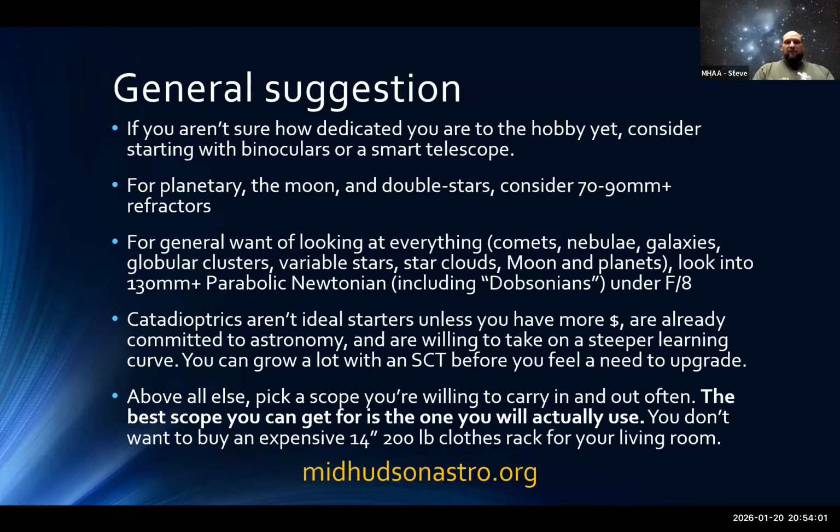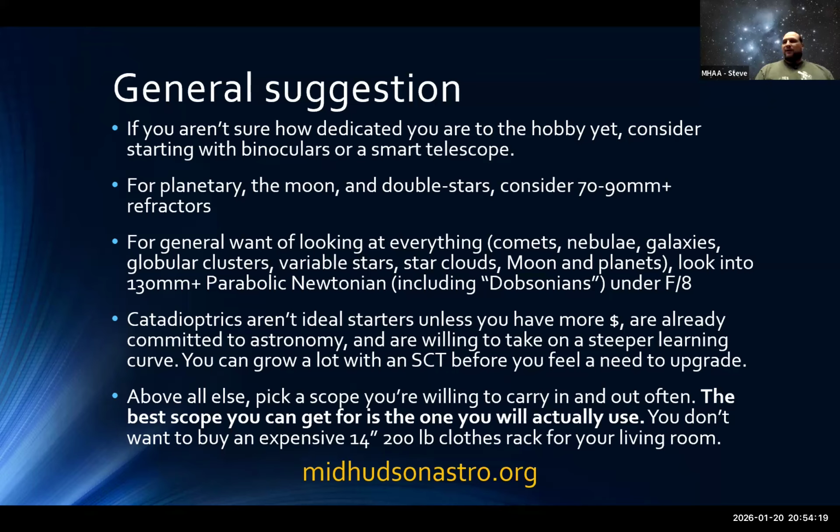If you just have a general one of kind of looking at everything, whether it be comets, nebulas, galaxies, the reflectors kind of tend to be the best bang for that. Look for something that's at least 130 millimeters and under an f8 for the speed. It's kind of in the middle of things, sort of a jack of all trades sort of range.